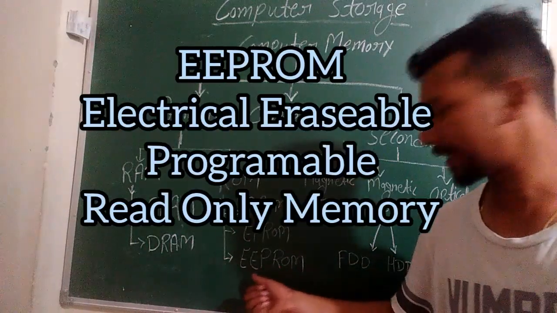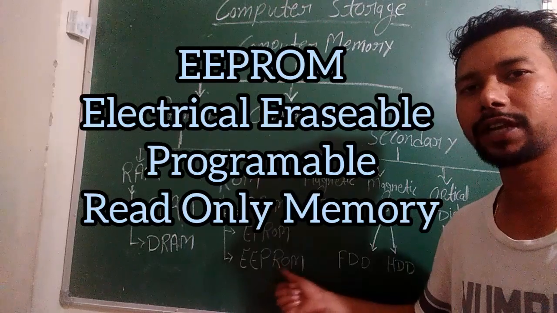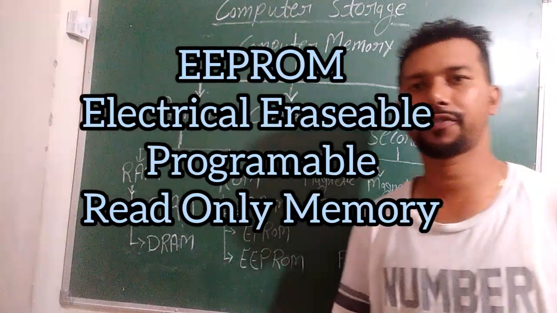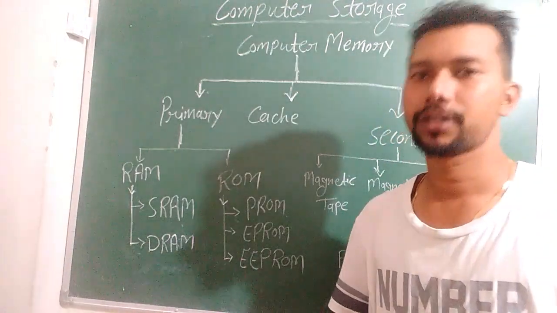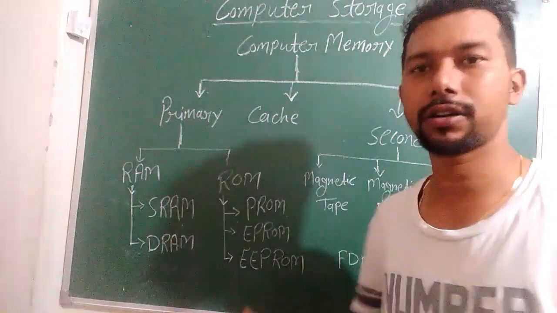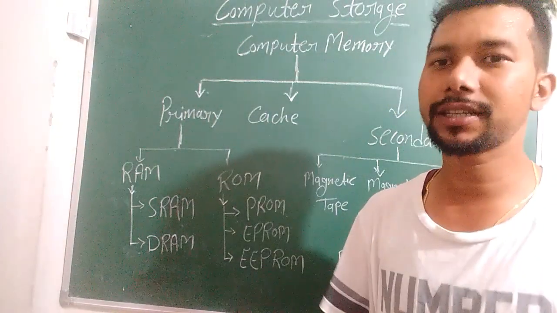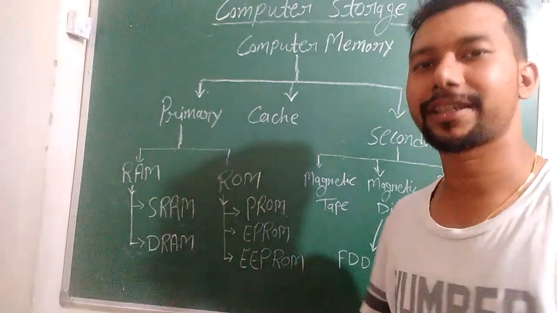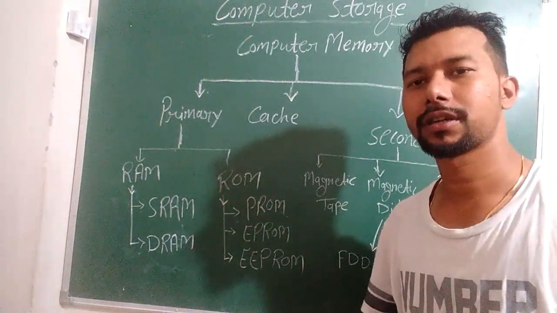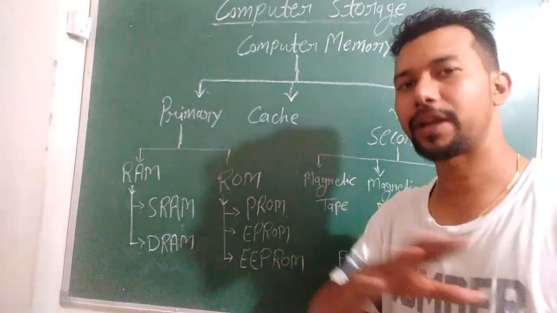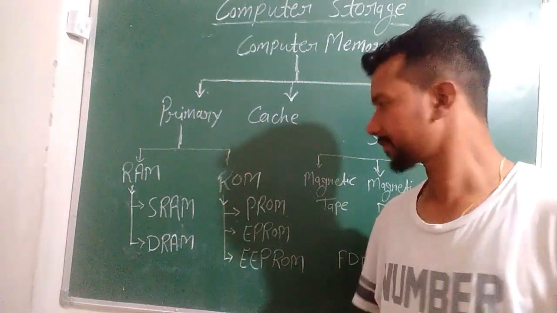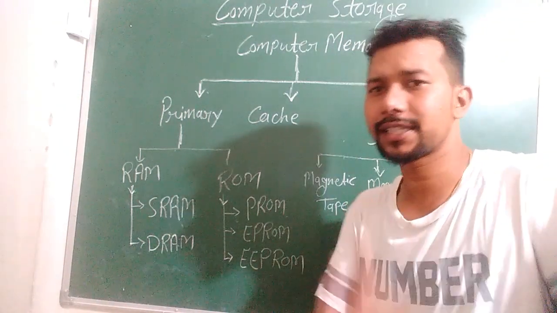EEPROM: electrically erasable programmable read only memory. With the use of alpha rays, you can erase or make changes on your ROM. But dear students, ROM changes are very costly. Mainly changes are done by the manufacturing company. Okay? Now next is secondary memory.